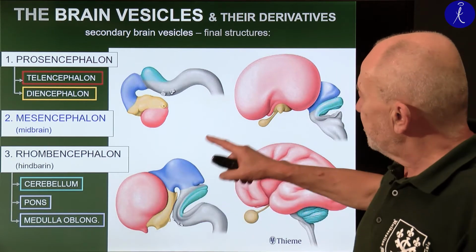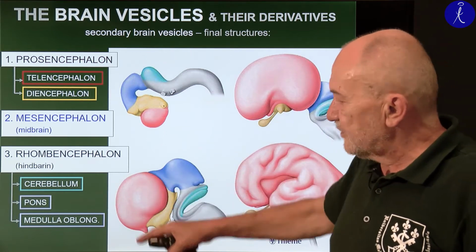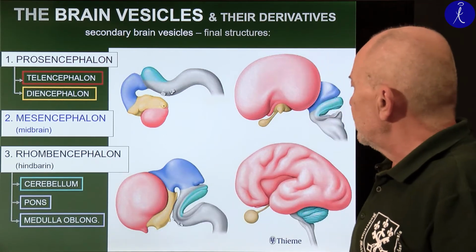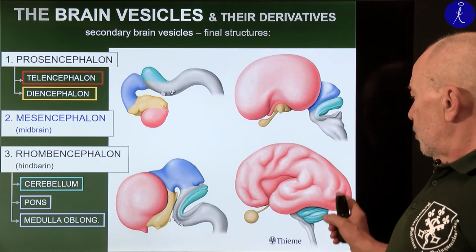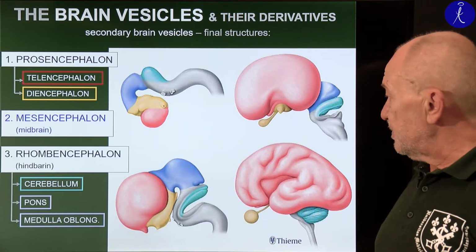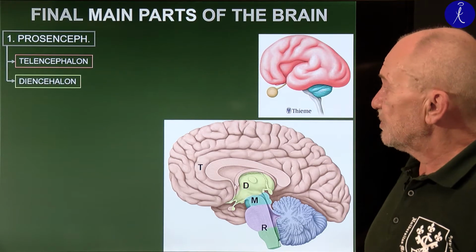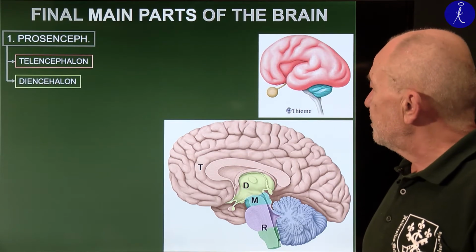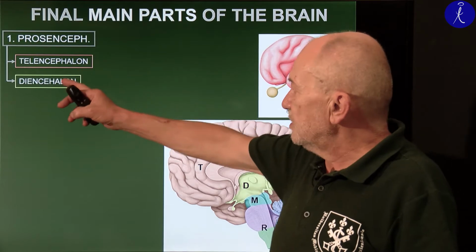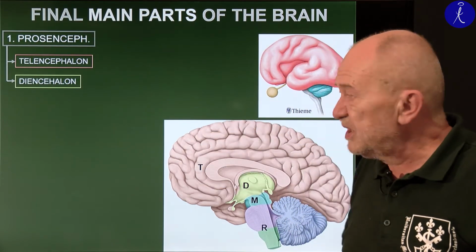You can see how rapidly the telencephalon grows most, so very rapidly it overlaps almost every other part of the brain. That is the fast-growing part of the brain during phylogenesis. The final parts developing from these secondary brain vesicles are to be discussed briefly.